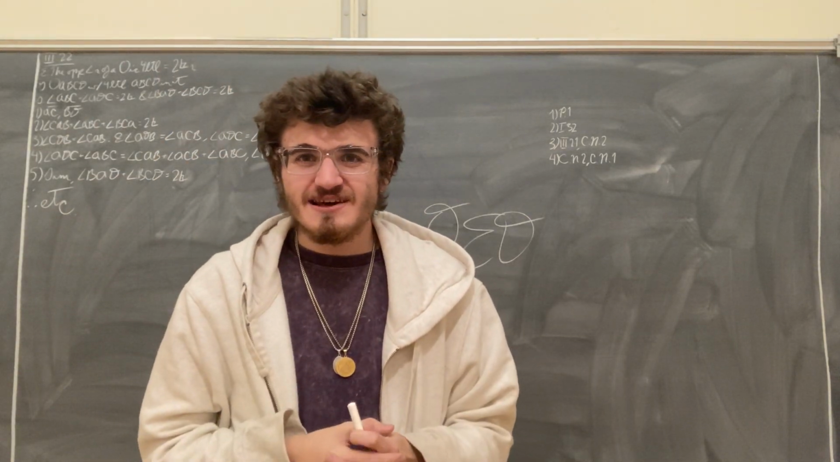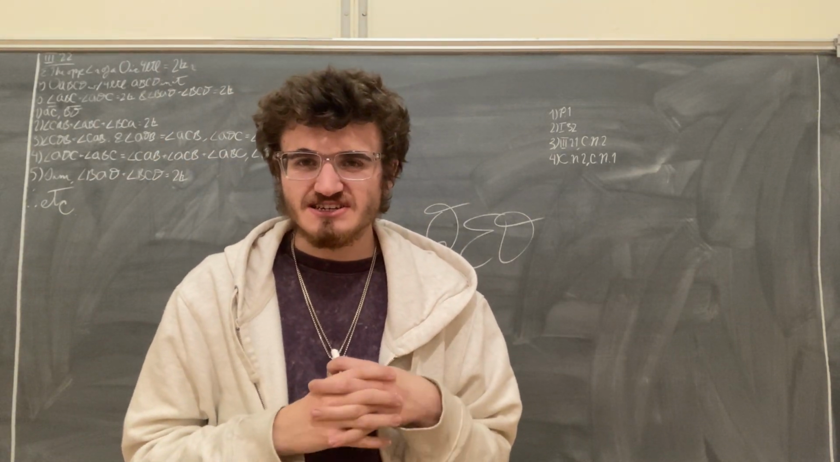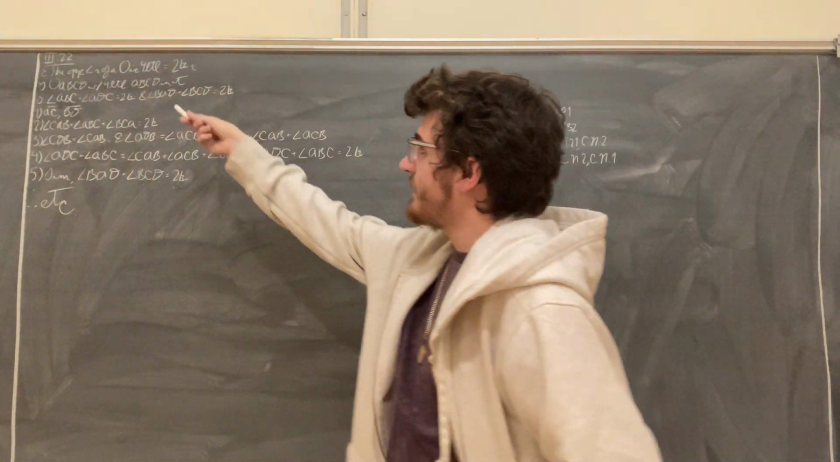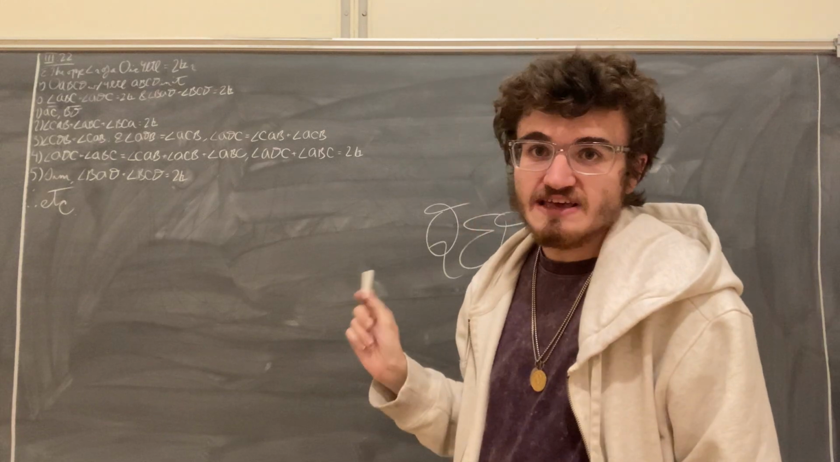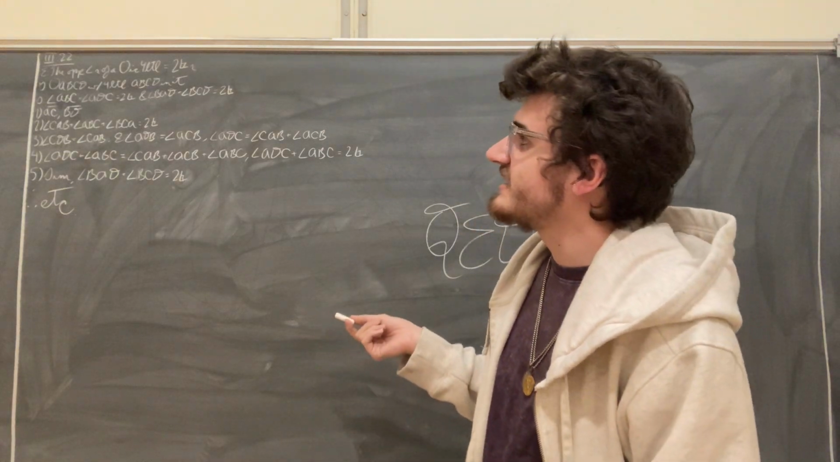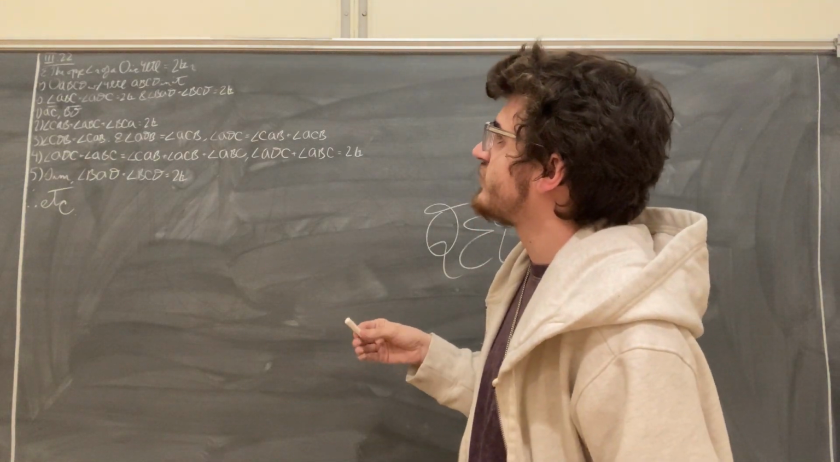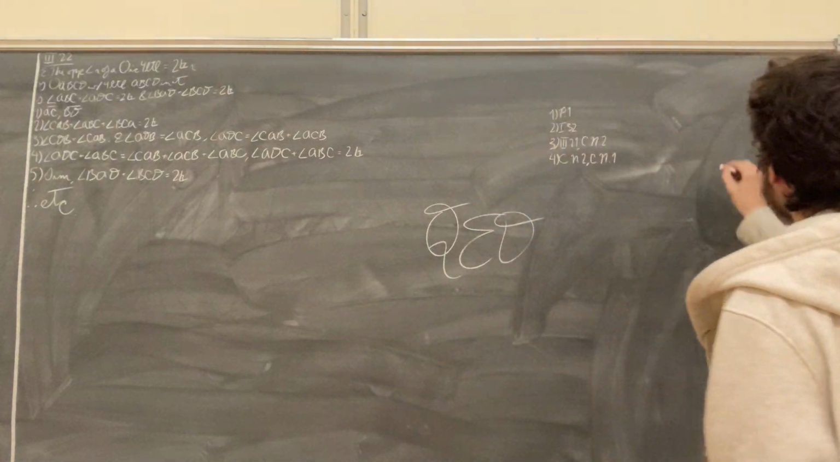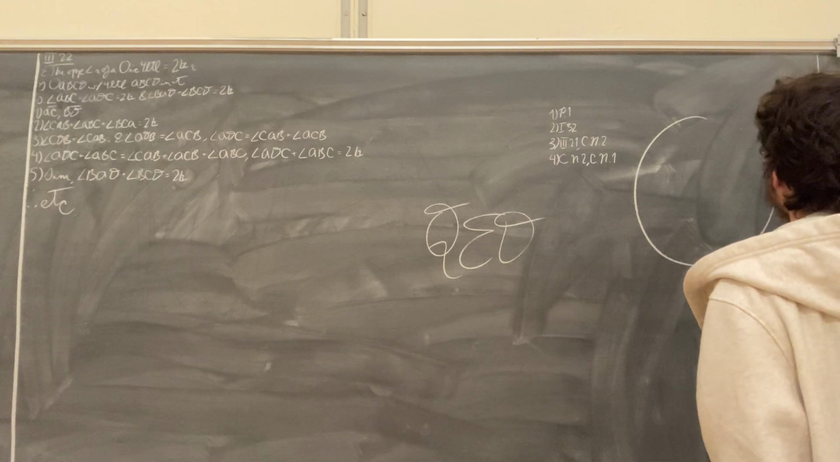Hello, this will be a demonstration of proposition 22 from book 3 of Euclid's Elements, which states that the opposite angles of a quadrilateral in a circle, or in other words, the opposite angles of a cyclic quadrilateral, add up to two right angles. All we are given is the circle ABCD.